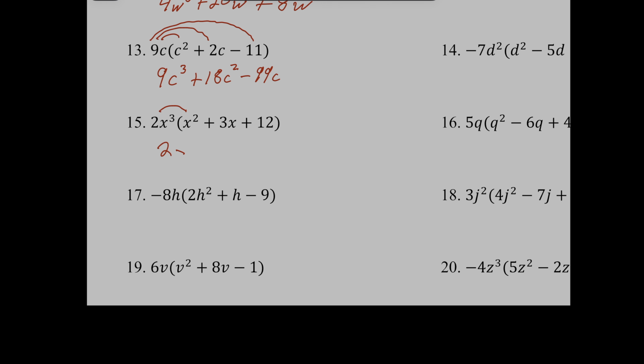Boom. That's going to be 2x. Remember, we add them, so that's to the fifth power. Okay, boom. Plus 6x, add them up. We get 4, and the last one is going to be a plus 24x cubed.